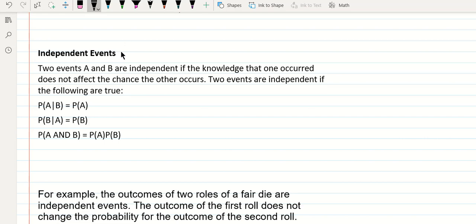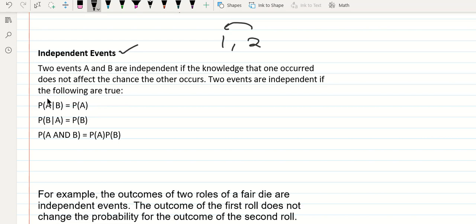If we left off, or before we left, we were talking about independent events. Two events A and B are independent if the knowledge that one occurred does not affect the other. That means if we roll a fair die, those two rolls are independent, because if I roll a 1 the first time and possibly a 2 the second time, that has no bearing on the die roll that we have done.